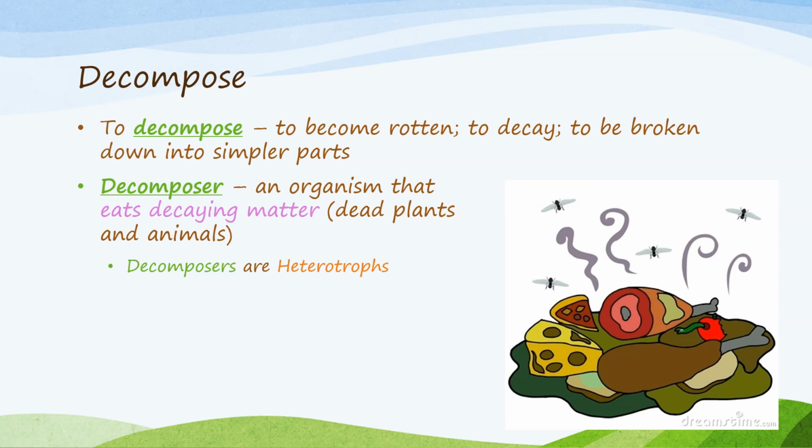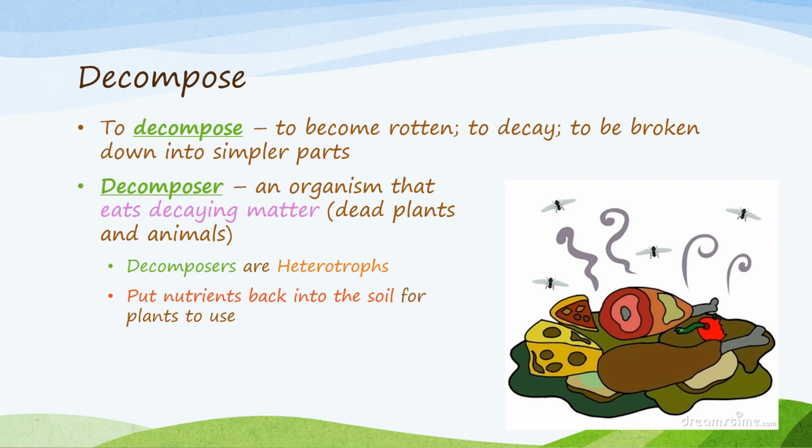Decomposers are super important to every ecosystem because they break things down and put important nutrients back into the soil for plants to use. If there were no decomposers, then dead plants and animals would just pile up everywhere, and nutrients would never return back into the soil for plants.